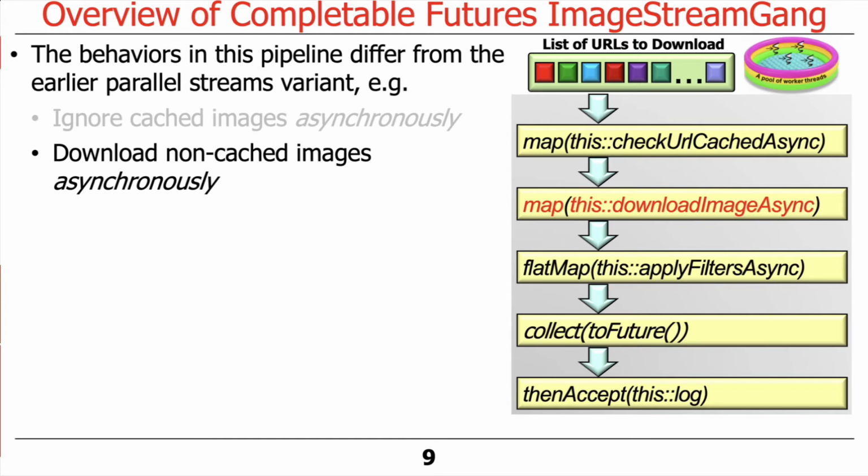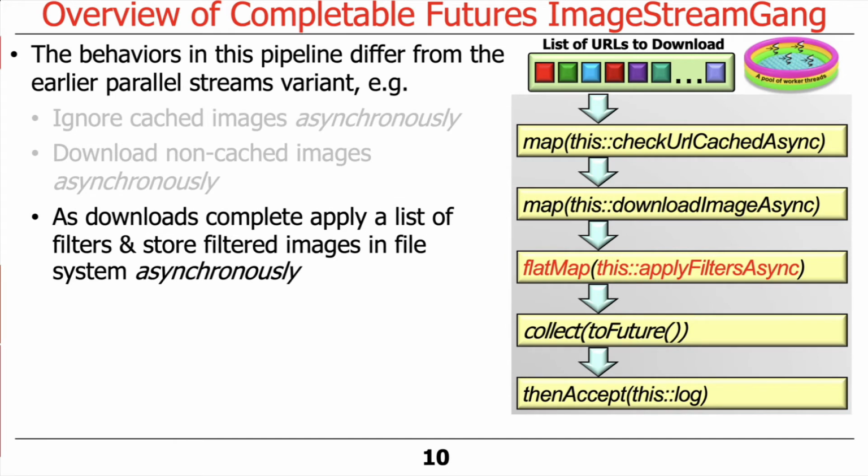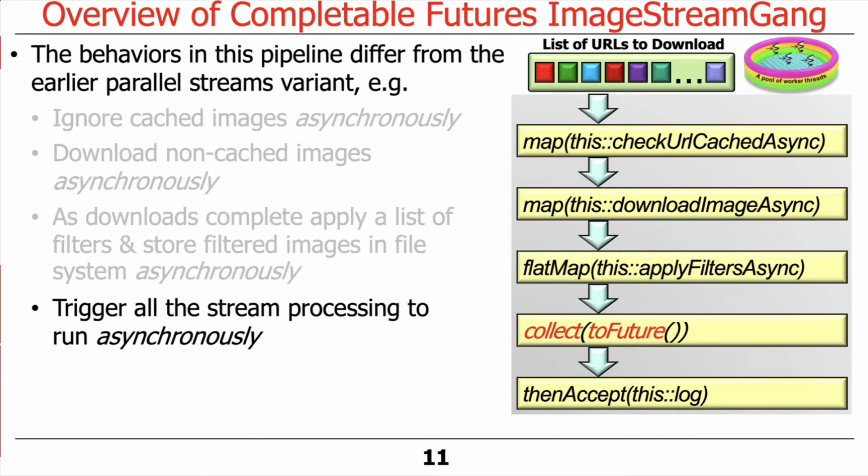We're then going to take the non-cached images and download them asynchronously. Then we're going to apply a list of image filters to the downloads after they complete, and we'll filter them and store them in the file system asynchronously. So that's all asynchronous. And then finally, we're going to collect all the results together, and that will cause everything to run asynchronously. Of course, as always is the case with streams, nothing really happens until we hit the terminal operation, which in this case is collect, and then everything starts to run.